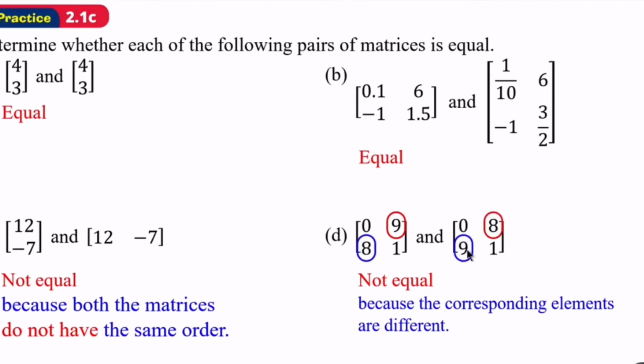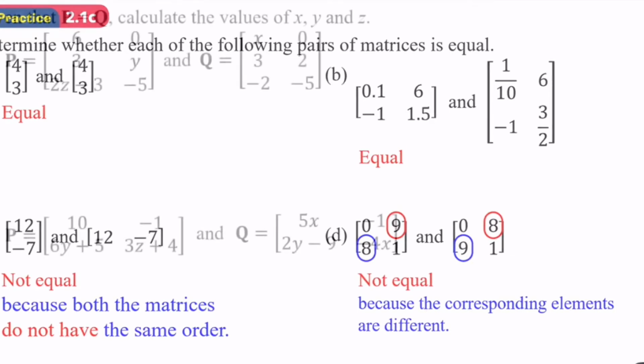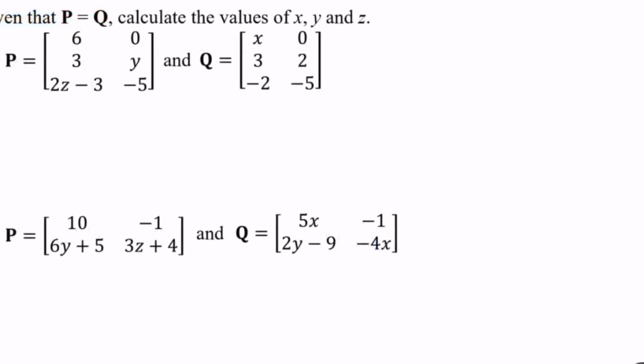Right, so equal matrix is actually quite easy compared to more complicated operations of the matrix. Now let's see this question. You're given that P equal to Q, and you're asked to calculate X, Y, and Z. As you can see, if both matrices are equal, then the X should be equal to 6, right? And you can solve the unknown easily.